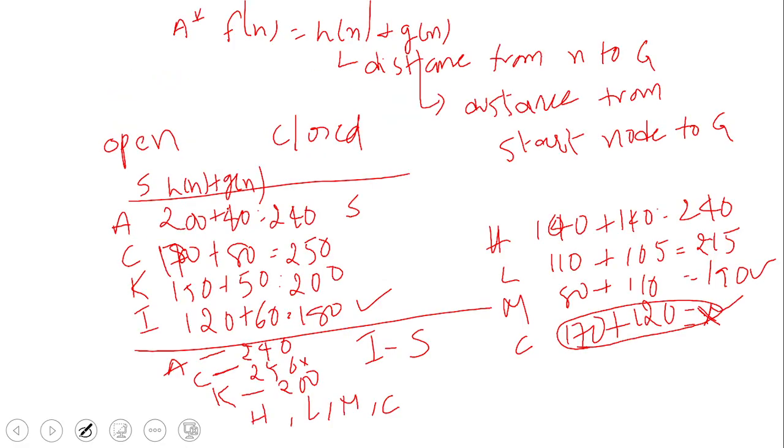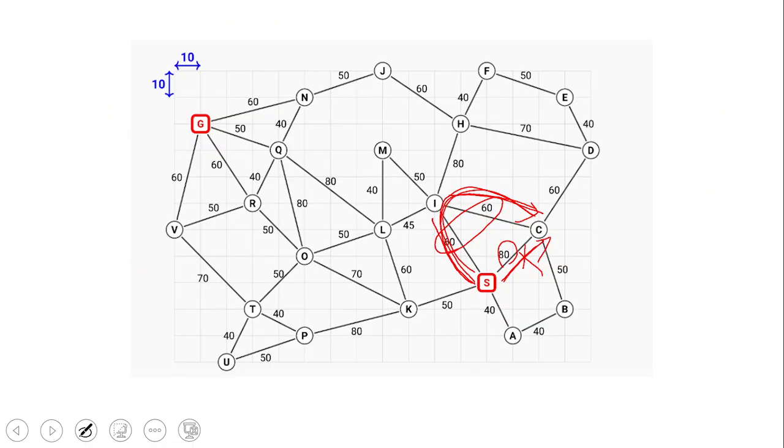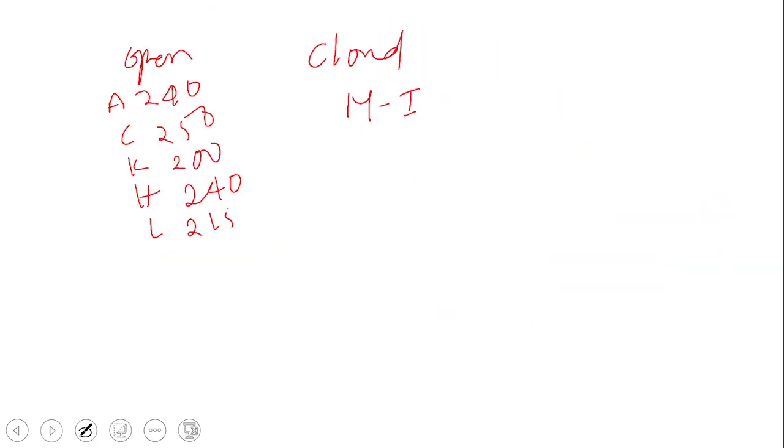So these are the H, L, M and A, C, K. H, L, M is moved to the closed list. Now you see what are the nodes connected to M. We are not having any nodes connected to M. Okay. Now next consider the least. Next consider the least, which is having the next one. K is having the minimum, 200. So move K to the closed list.